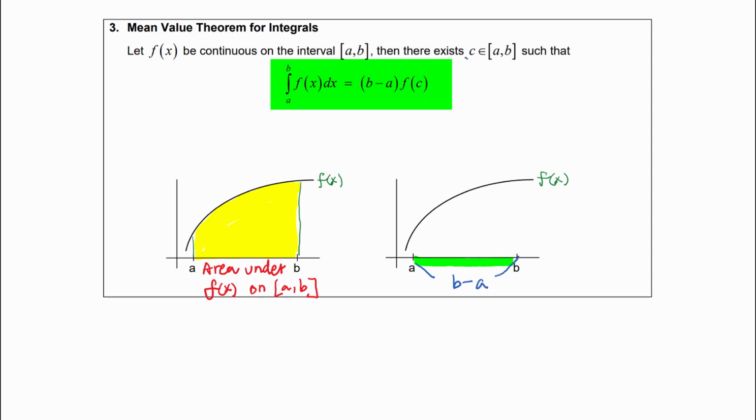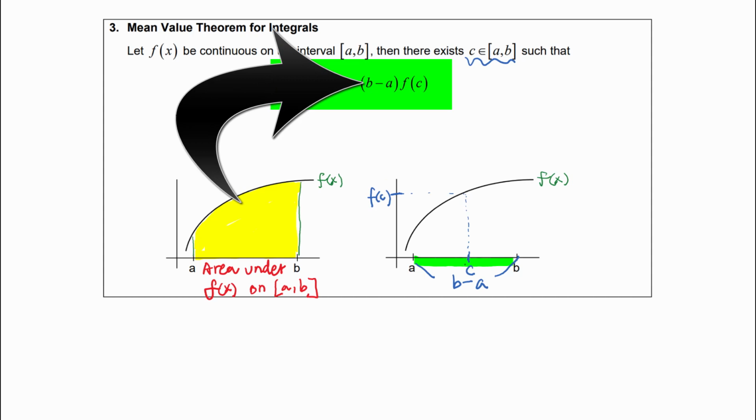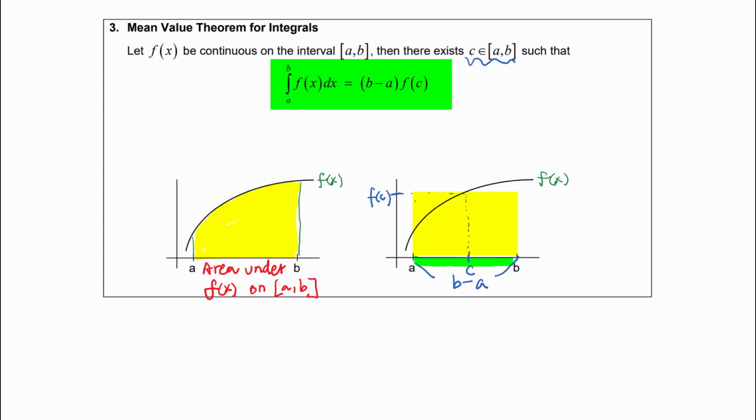Times c, they said, is in that interval. So for a certain c, let's say that c is here. Then what's f of c? F of c will be the height of this function since you plug the c inside of your f. So this is f of c. If you multiply b minus a times f of c, that's the area of a rectangle from a to b. That length is b minus a and the height is f of c. And that's the area of a rectangle.